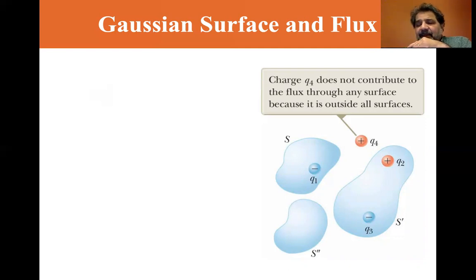So every field line that's coming out of Q4, if it enters S, it'll exit S. If it enters S prime, it'll exit S prime. If it enters S double prime, it'll exit S double prime. So it doesn't contribute any flux through the surface because they all cancel.